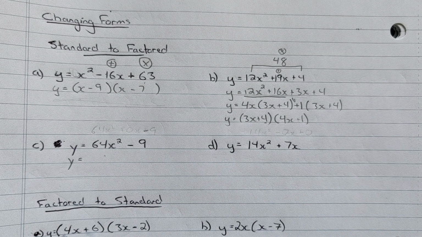64 happens to be a perfect square. X squared is a perfect square. Minus means difference, and 9 is a perfect square. This is a difference of squares.